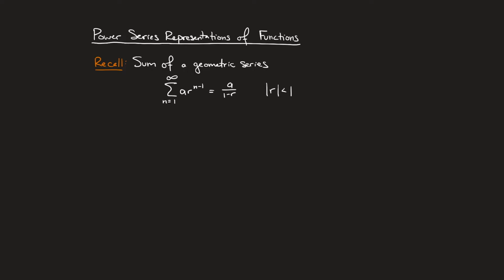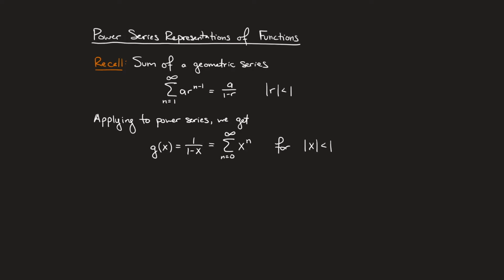If we think about the right-hand side of this equation as a function of r, it turns out that this equation actually gives us the power series of that function. More precisely, if we let g of x be the function 1 over 1 minus x, then the geometric series formula tells us that this function is equal to the sum from n equals 0 to infinity of x to the n. And this formula is valid when the absolute value of x is less than 1. And so we've done it. We found the power series representation of a function.